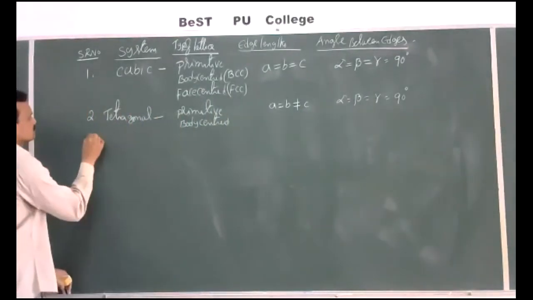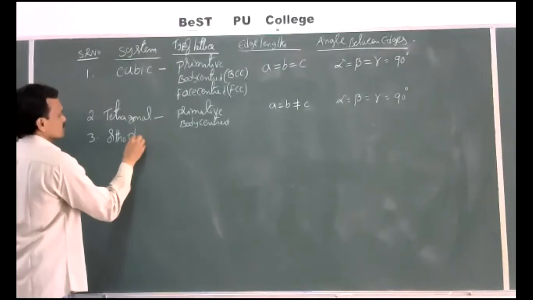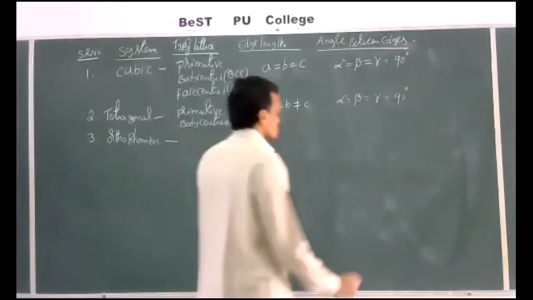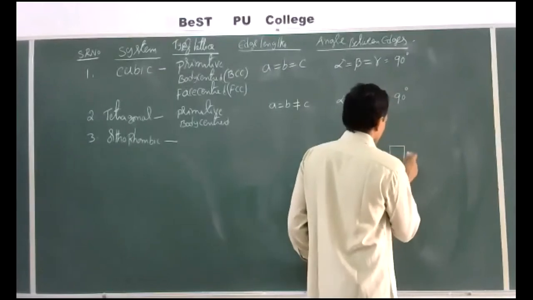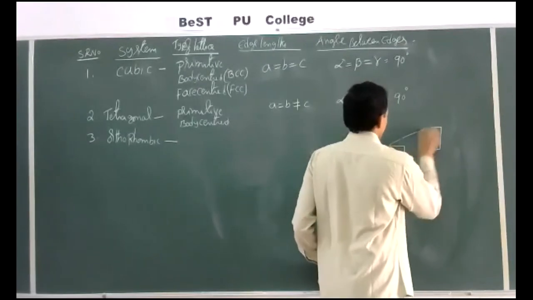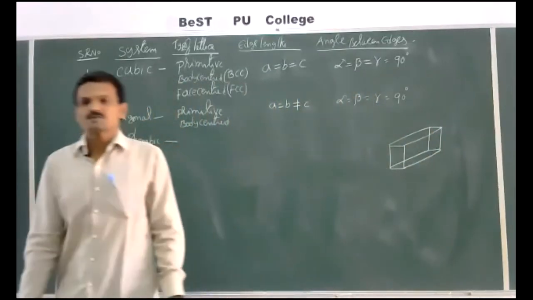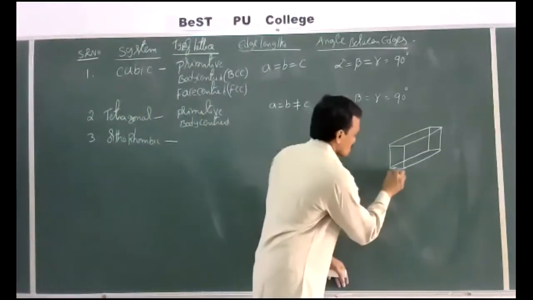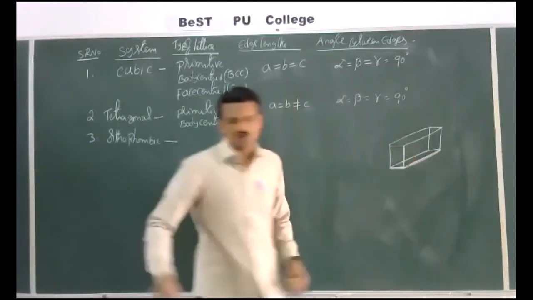Now the third one, orthorhombic. So the orthorhombic system. Just like an example, take a matchbox. A matchbox is an example of an orthorhombic system. Now see here, this is one edge length, this is one edge length, and this is one more edge length. So three edge lengths are present here.